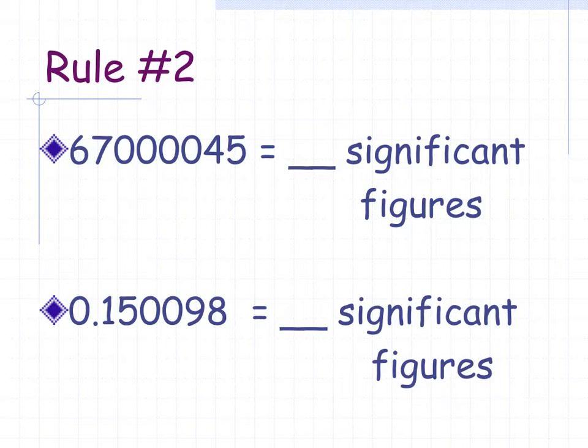So again, if we look at this in a slightly different way, we know the 6 and 7 are significant because they are a 1 through 9 number.